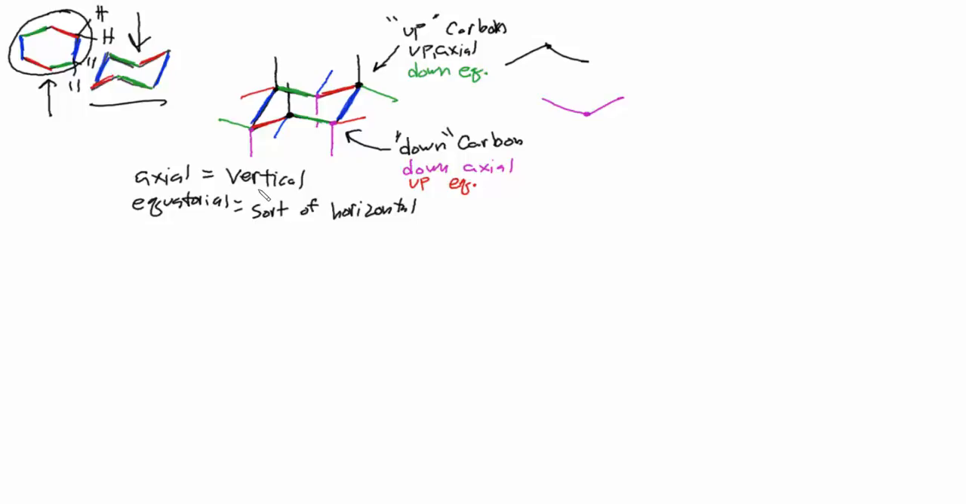There are 3 up axial bonds in black, there are 3 down axial bonds in purple, and then there are 6 equatorial bonds, 3 up and 3 down, and the equatorial bonds will always be parallel to a set of carbon-carbon bonds in the ring. Each carbon has an axial and an equatorial bond, and the orientation of those bonds will be dictated by the orientation of the carbon. This carbon is an upward carbon, so it has an upward axial and a downward equatorial bond. And then the down carbon, of course, over here, has a downward axial and an upward equatorial bond.